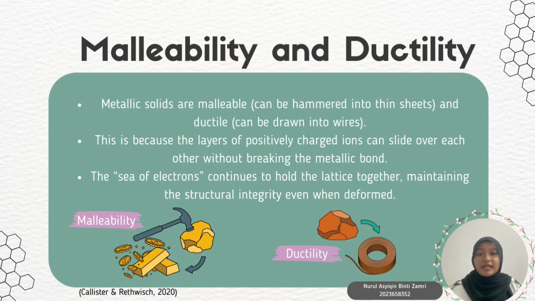When a force is applied, the layers of positively charged metal ions are able to slide over each other without breaking the metallic bonds. The sea of delocalized electrons continues to hold the metal ions together, maintaining the overall structure of the metal even when it is bent, hammered or stretched.